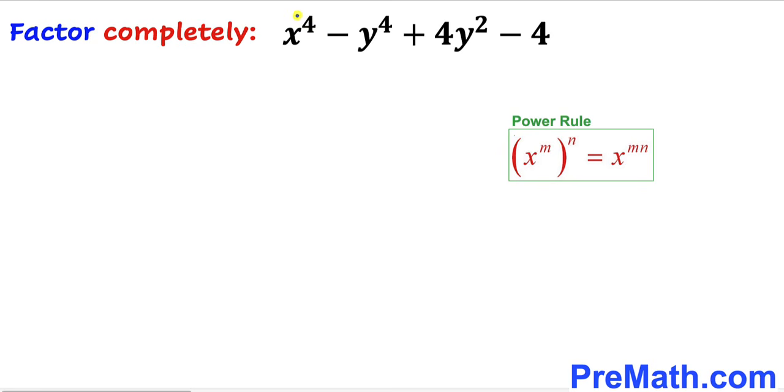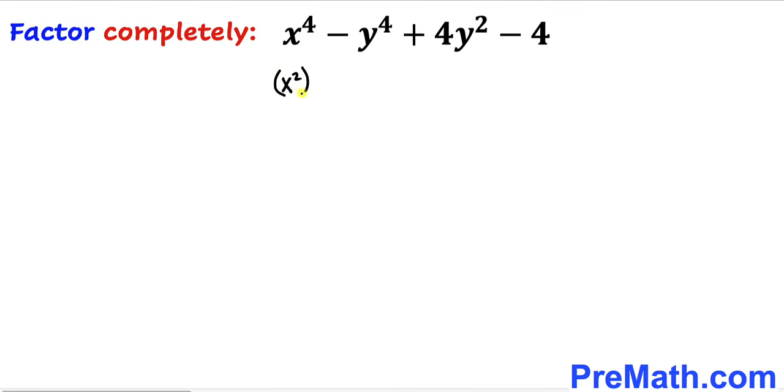So therefore, we could write x^4 as (x^2)^2 once again, and likewise y^4 could be written as (y^2)^2. So therefore we could write this whole expression as (x^2)^2 minus, likewise, (y^2)^2 plus 4y^2 and then minus 4.